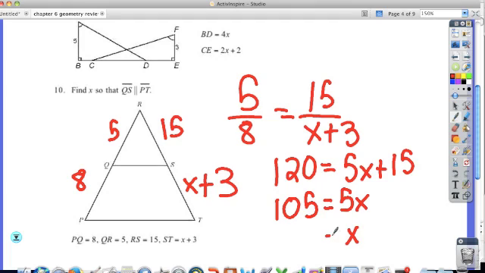So what's x equal to? 105 divided by 5 is 21. Is that what I told you the answer was? Yes. You get what you did wrong? Now, here's the other thing I want to point out to you. There's all kinds of proportions here. How do you get from 5 to 15? 8 times 3 is 24. 21 plus 3 equals 24.